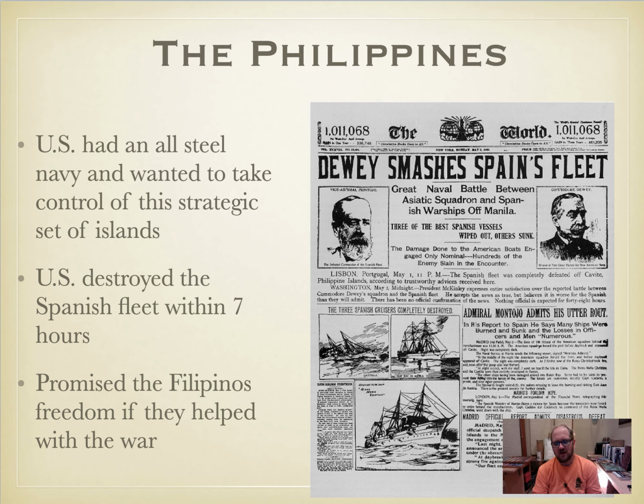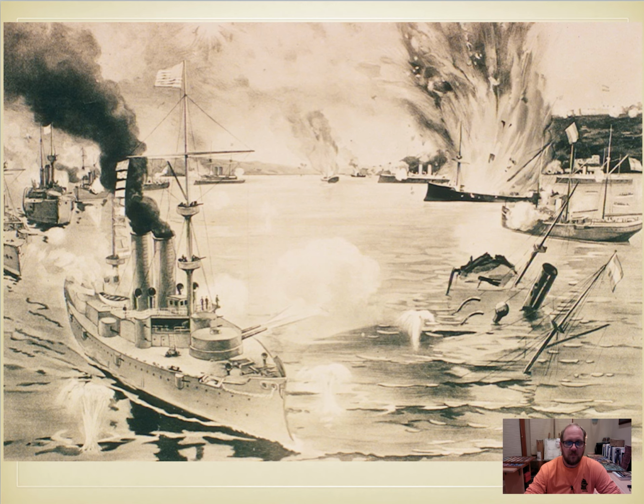However, the island was still filled with Spanish, so we needed the Filipinos' help for gaining the victory in the Philippines over the Spanish. So we promised the Filipinos their freedom if they helped with ousting the Spanish from the island, which they agreed to, and we did oust the Spanish from the island within about a month. And there's our modern navy against the Spanish Armada, which was still in wooden ships.